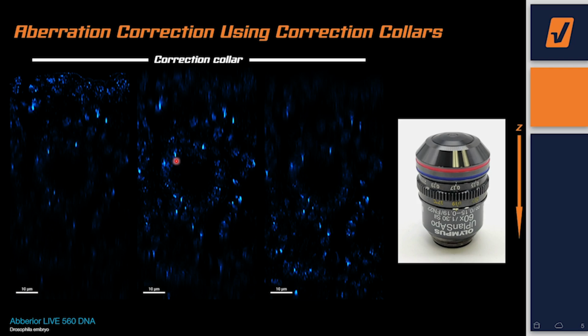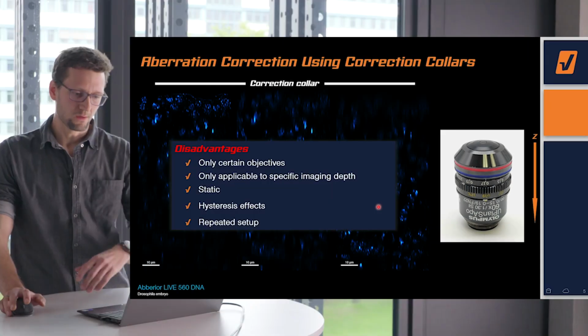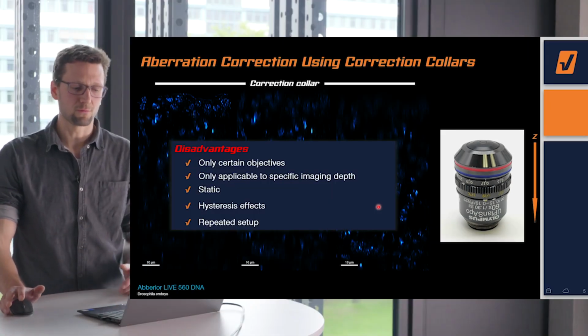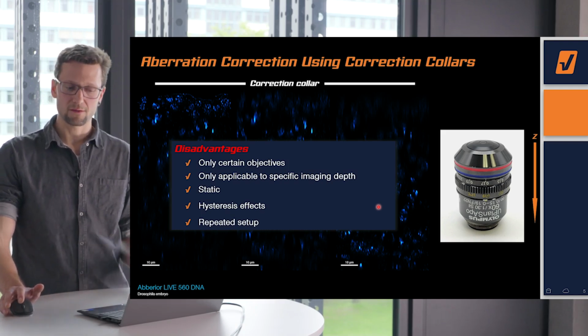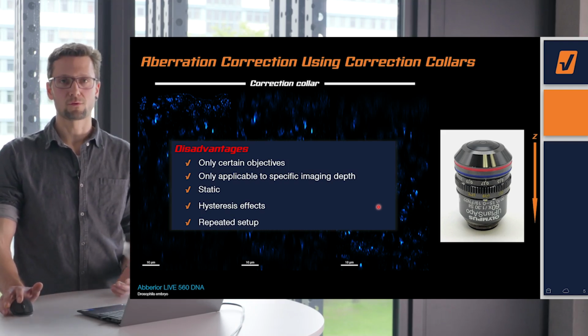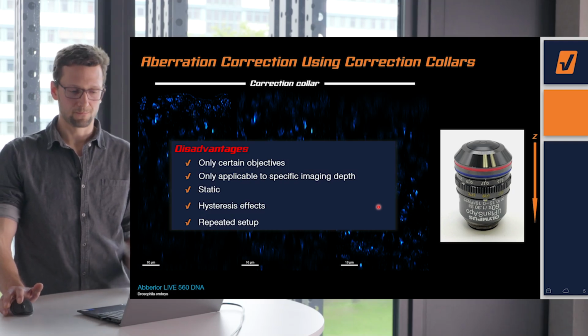These are stained nuclei in a Drosophila embryo. And by using this method, you always have to choose in which area of your sample depth you want to have the correction working. So either you have a nice image here on the top, in the middle of the embryo, or completely at the bottom of your sample. Besides that, it is only available for certain objectives. Normally, silicon and water objectives, which have a lower NA than oil objectives, for example, and therefore the resolution you can achieve is much lower.